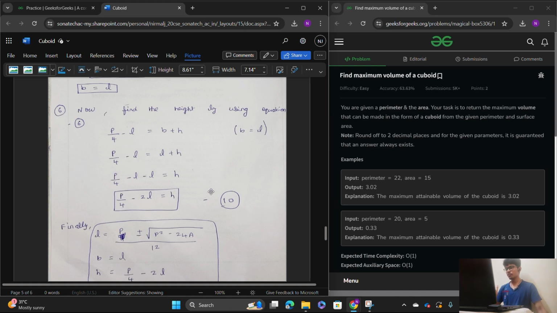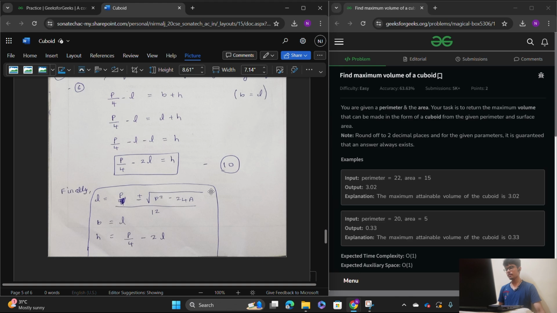Okay. So finally, we got our length, breadth, and height. So length is going to be P plus or minus square root of P square minus 24 by A by 12, and breadth is going to be same as length. As I said that using the cuboid property, at least two sides must be equal. And my height is equal to P by 4 minus 2L. So I'm only going to use this mathematical formula in our program, and we are going to return our maximum volume.